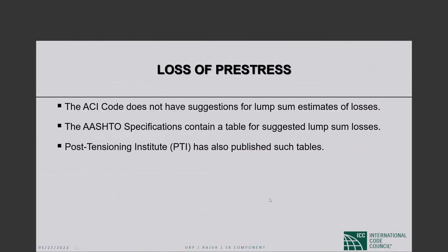ACI code does not have lump sum loss estimation. Okay, there's nothing there. There are other publications which address that. AASHTO has a table for lump sum loss. So the ACI code, as you know, is for building design, and AASHTO specifications is for bridge design. So we shouldn't intermix between them. And the Post-Tensioning Institute in the USA also has published such tables. So I'm suggesting that it's really up to you how you want to handle the pre-stress loss calculations. But these are guidelines that we can fall back upon.